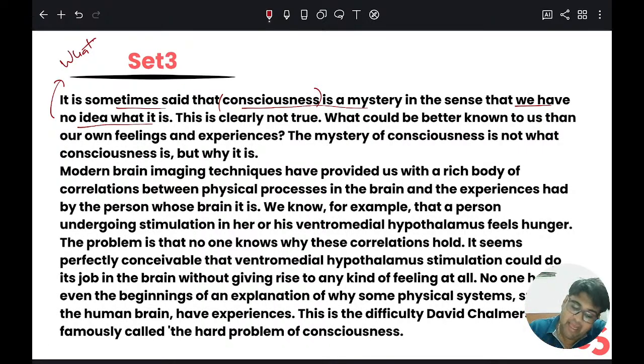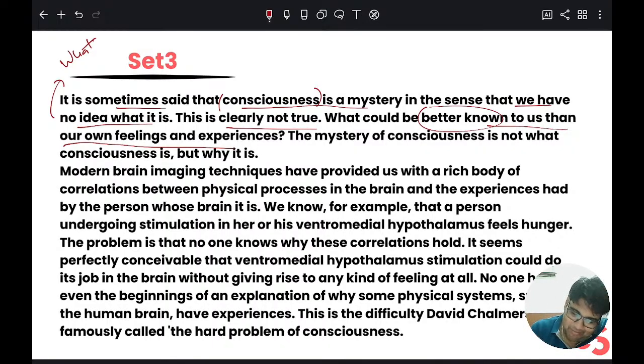That is clearly not true. What could be better known to us than our own feelings and experiences? Consciousness means you knowing your own feelings and experiences. What do we know better than ourselves, our feelings and our experience? No. The mystery of consciousness is not what consciousness is, but why it is.